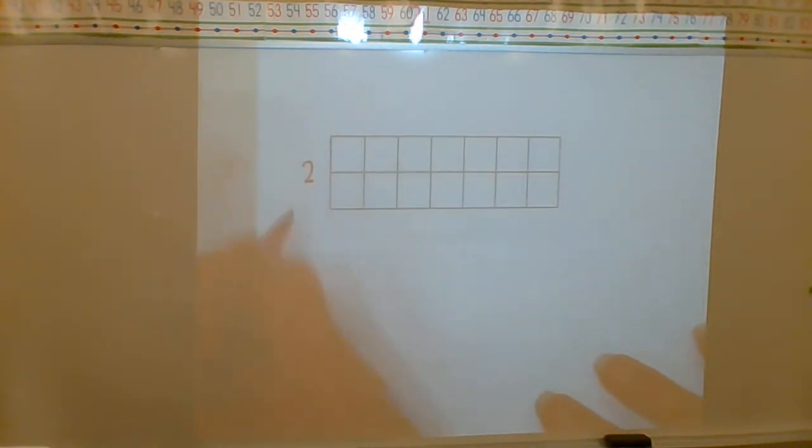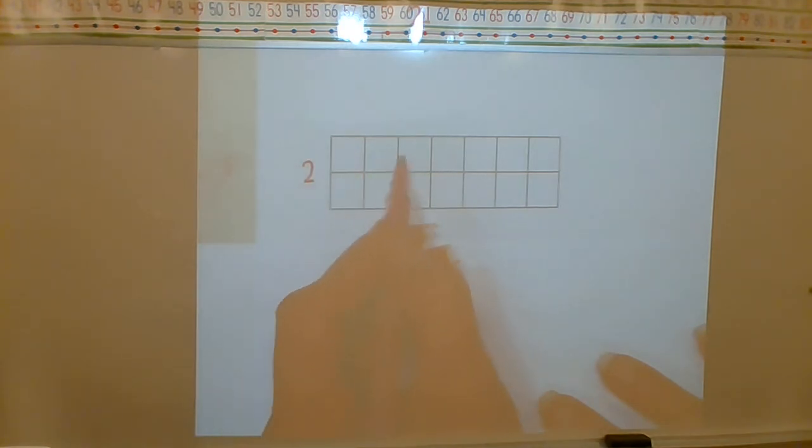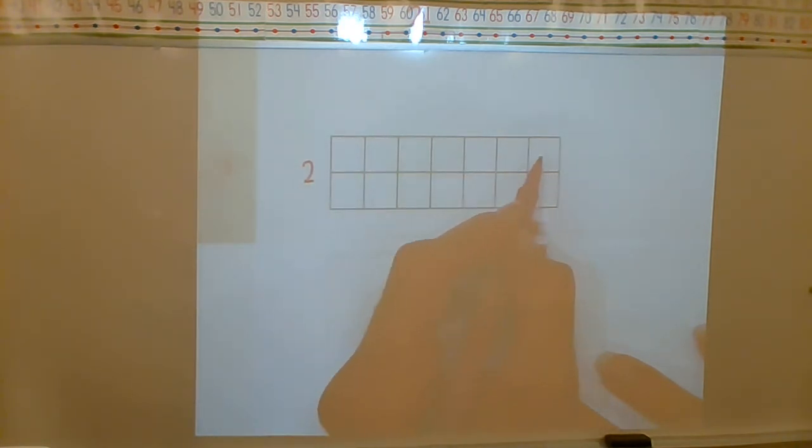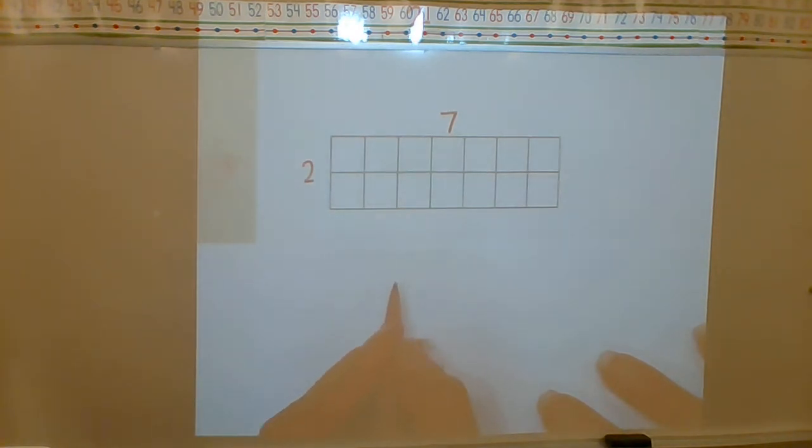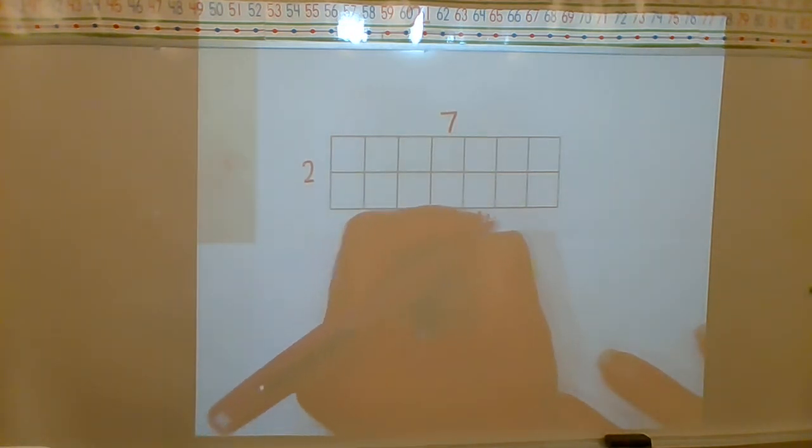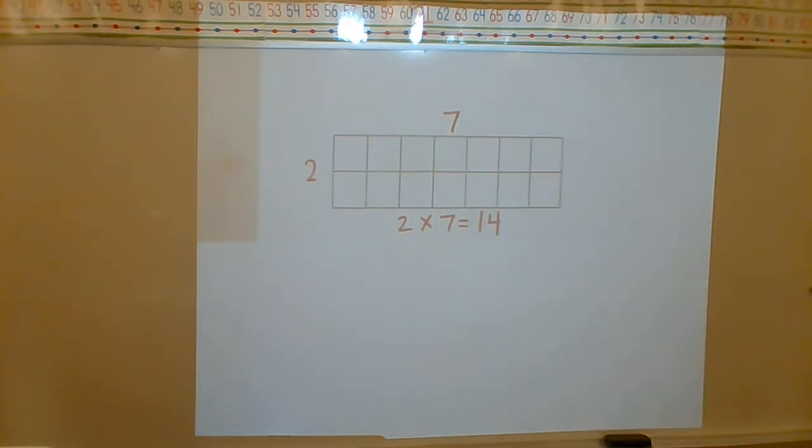What if I showed you this array? How many rows? 2. How many in each row? 1, 2, 3, 4, 5, 6, 7. So we would label this as a 2 by 7 array, or what is 2 times 7? Or 7 plus 7. That's right, 14. We would have used 14 tiles in that array.